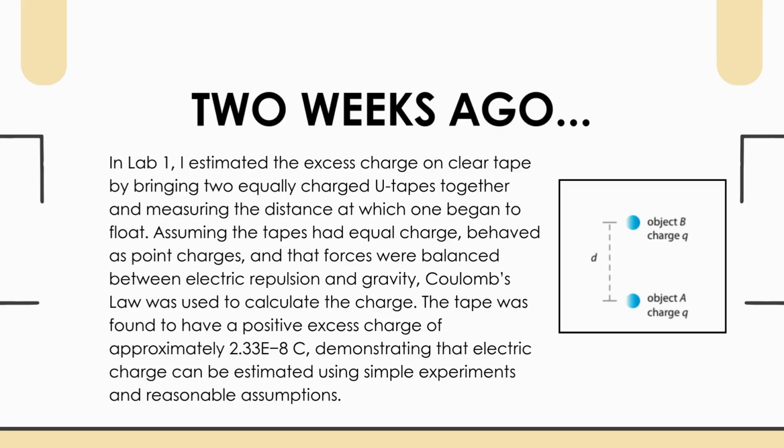So approximately 2 weeks ago, we completed an in-person experiment, Lab 1, where I estimated the excess charge on clear tape by bringing two equally charged U-tapes together and measuring the distance at which one began to float. Then we assumed that the tapes had equal charge, behaved as point charges, and that forces were balanced between electric repulsion and gravity, and then we used Coulomb's law to calculate the charge. The tape was found to have a positive excess charge of approximately 2.33 times 10 to the negative 8th coulombs, and this lab demonstrated that electric charge can be estimated using simple experiments and reasonable assumptions.